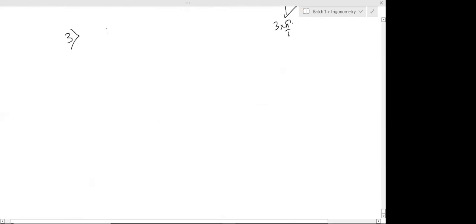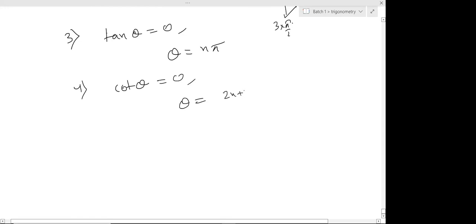Okay. For tan theta, if tan theta is 0, then theta is simply n pi. For cot theta, odd multiples of pi by 2. And everywhere n is an integer. And cosec and sec theta never reach 0.